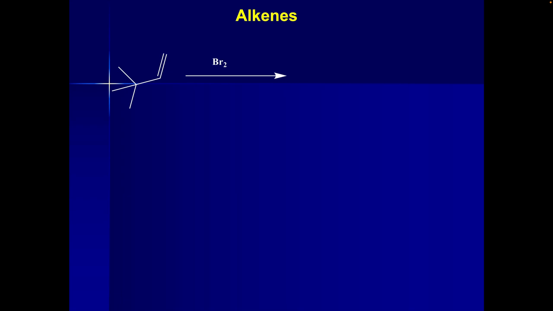Right? What's the product? 1,2-dibromo-3,3-dimethylbutene. Not butene anymore. Why not? Butane, right. Yeah, you're right. So that's the product that we're going to get. All we've done is add bromine across the carbon-carbon double bond.